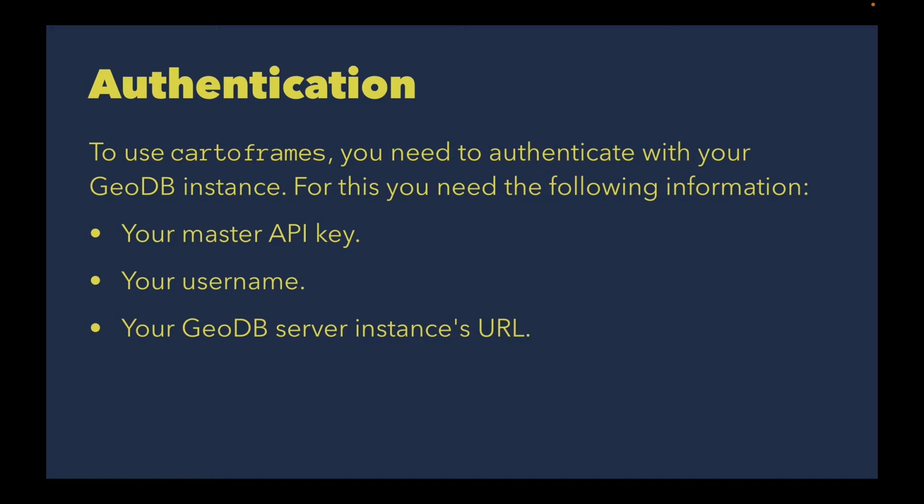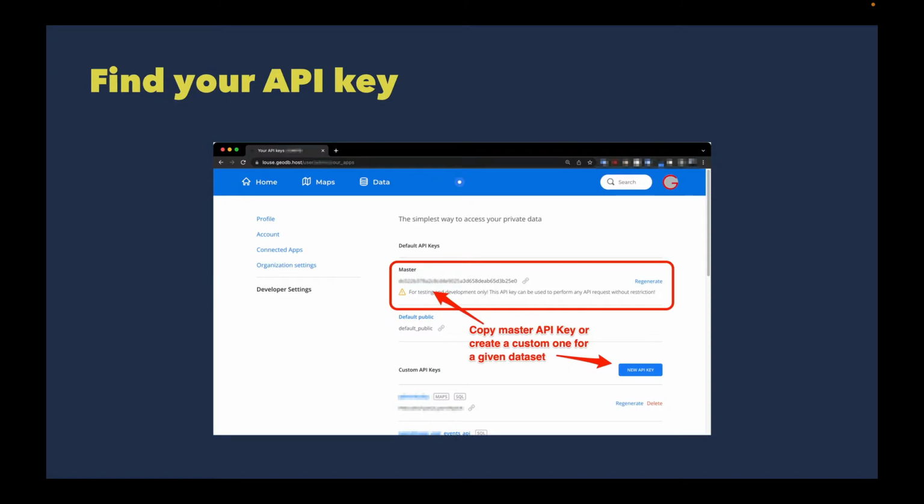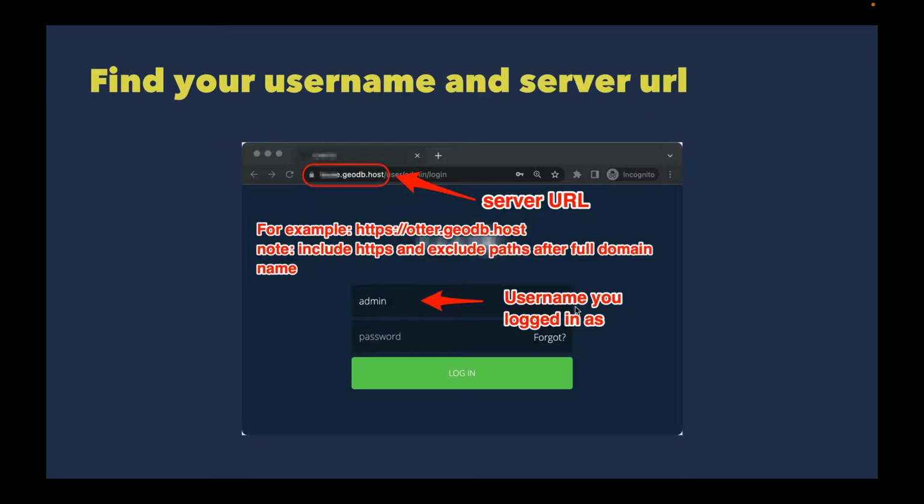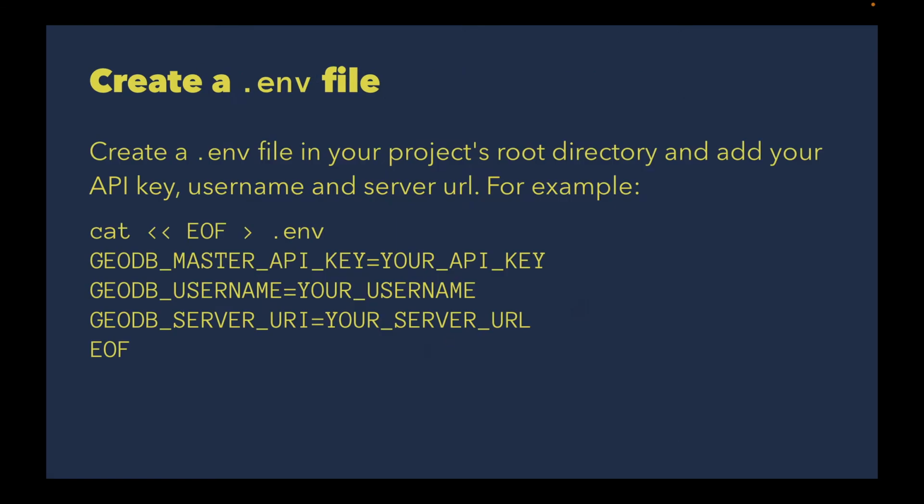So let's do a demonstration of how to do this. First, you need your API key. We're going to grab that from your developer settings under the user settings, and your URL is just the URL of the server with the protocol, so the HTTPS protocol, and no paths after the domain name. And your username is just the username that you logged in as. And then from that, you create a .env file, which is a pretty standard way to store your environment variables for a project in the root of your project directory.